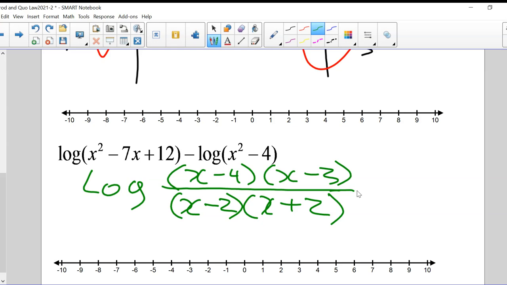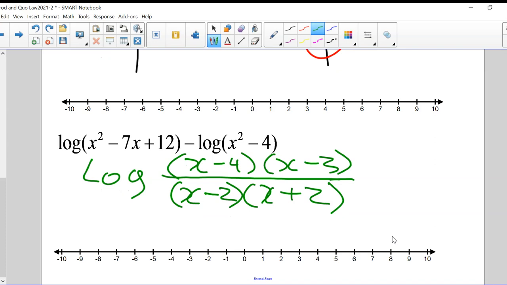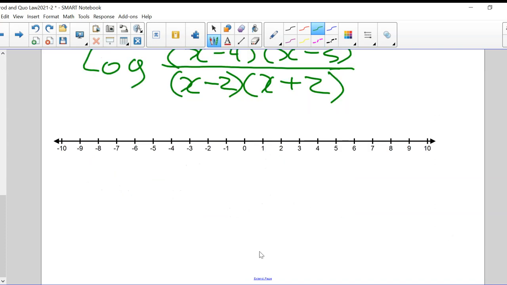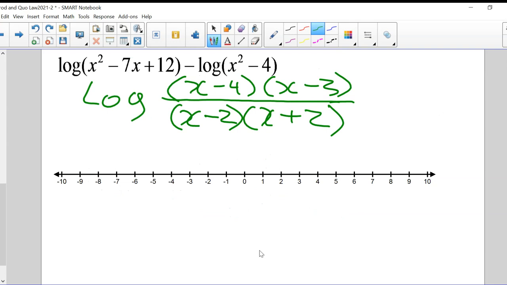Okay. And I agree with that, by the way, Jeremiah. And hopefully everybody else is okay with that. Without me having to draw the number line, I hope we're at the stage where we don't need to draw this every single time.